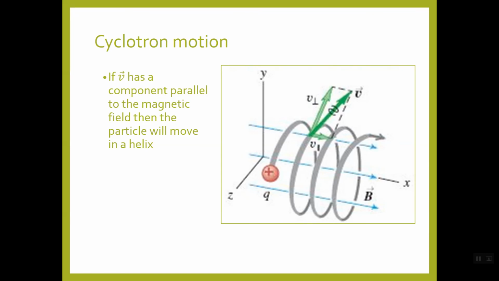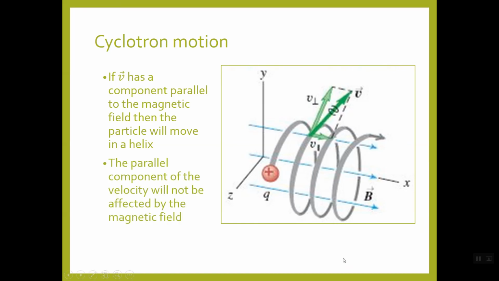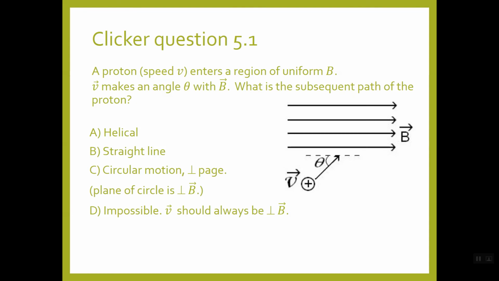So if your v has a component parallel to the magnetic field, then the particle will move in a helix. The parallel component of the velocity will not be affected, so it'll keep on going, in this case, in the x direction, but in the z-y plane, we get this circular motion. And this kind of corkscrew here is called helix motion. So we'll do this clicker question in class.